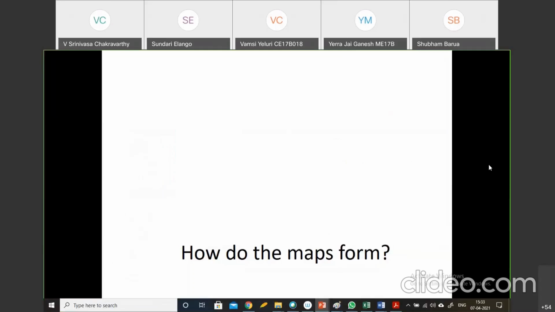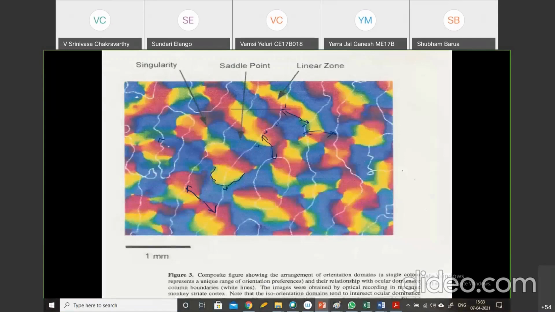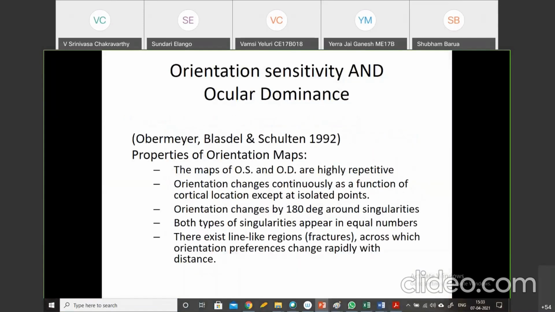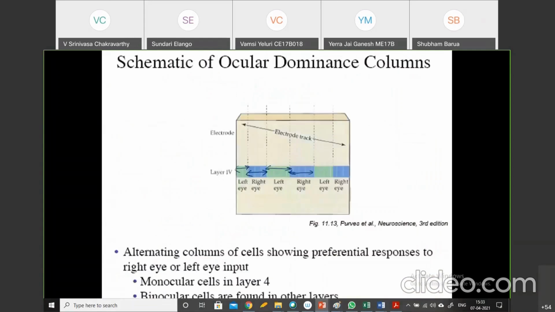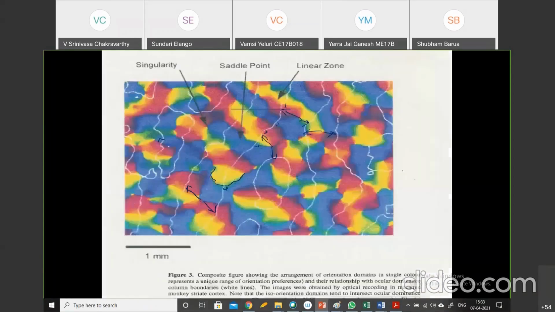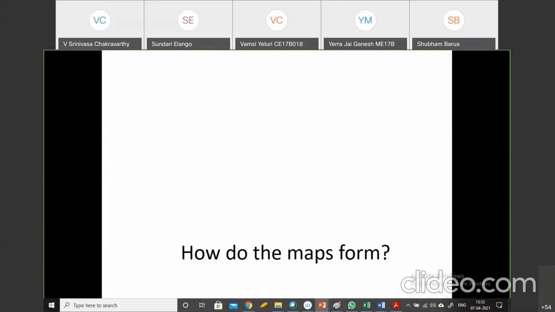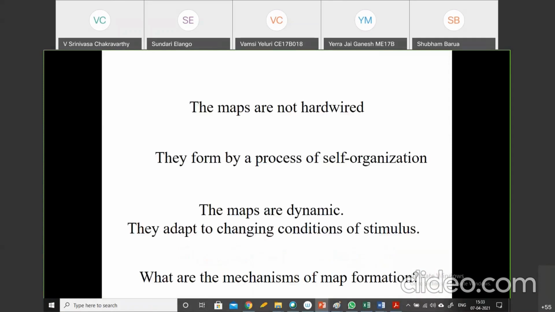So hi, good afternoon. This is where we stopped last time. We were discussing different kinds of brain maps, right? We spent a lot of time discussing some of the visual maps, the orientation map and ocular dominance maps and so on. So now the question is, how do these maps form? What are the underlying mechanisms? So let us look at that a little bit.